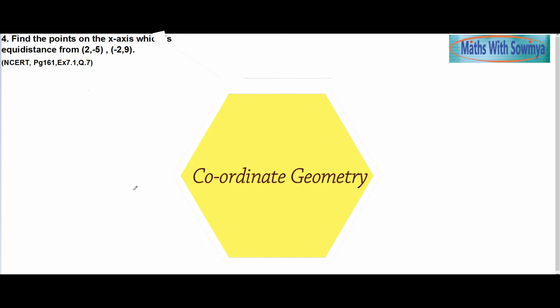This is the question from NCERT, exercise 7.1, question number 7. Finding the points on x-axis which is equidistant from 2 points. So, whenever equidistance is given, don't take midpoint because they have not mentioned it is a midpoint. It is just an equidistant.